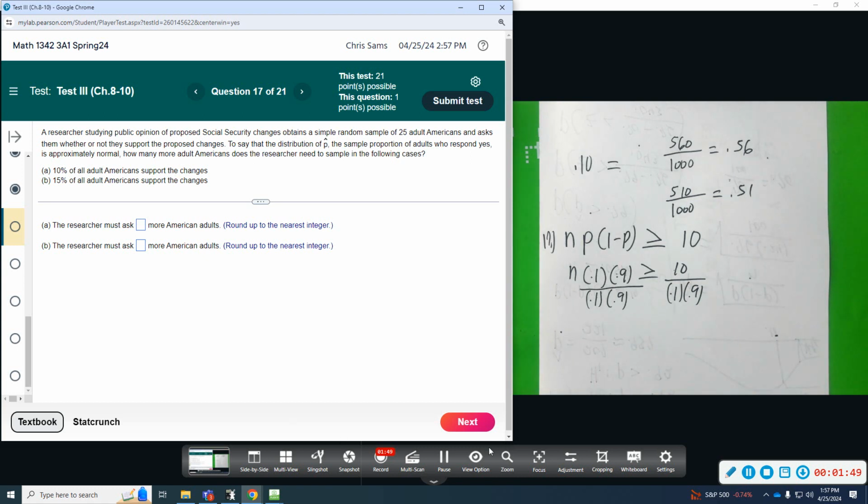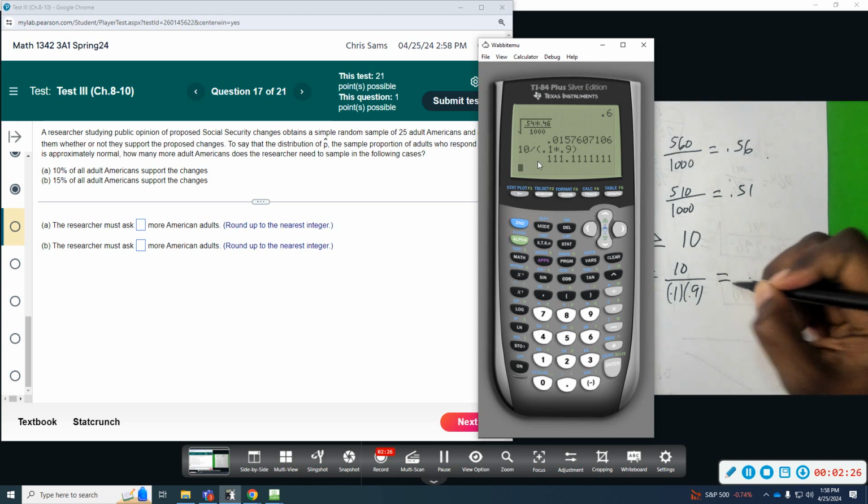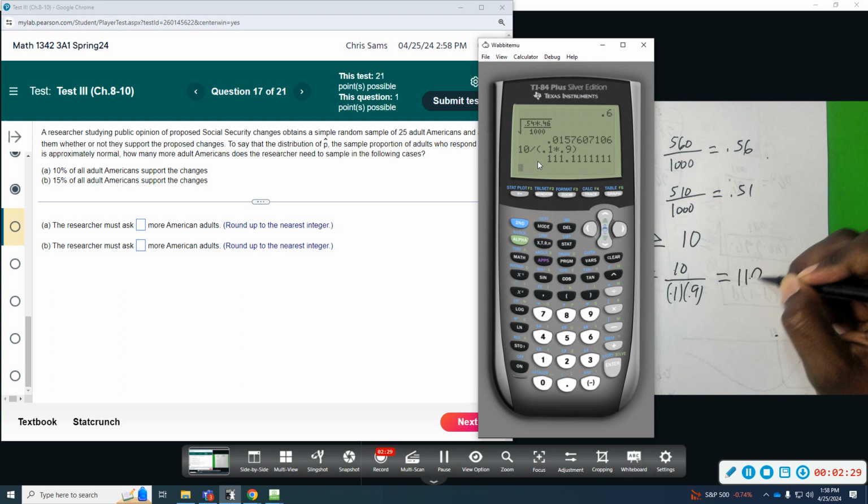So upon doing that calculation, you get 10 divided by 0.1 times 0.9. This gives us 111, and they want us to round up to the next integer. So we need 111 plus a little bit, so we're going to go up to 112. So we basically need 112 to satisfy that.